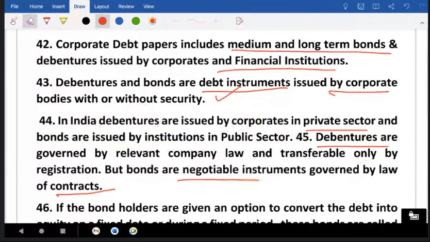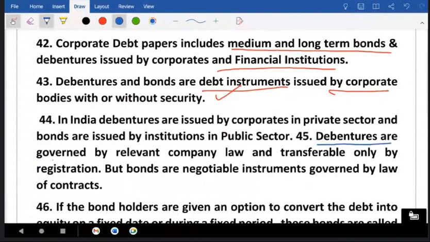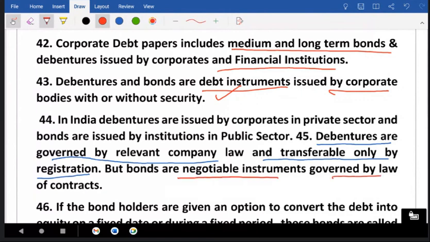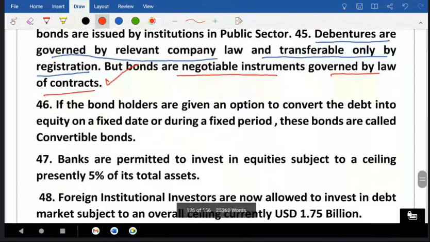Debentures are governed by relevant company law and transferable only by registration. That means debentures are governed by relevant company law and they are transferred only by registration. Whereas bonds are negotiable instruments governed by law of contract. So this is the main difference. That means bonds can be easily transferred, without registration.